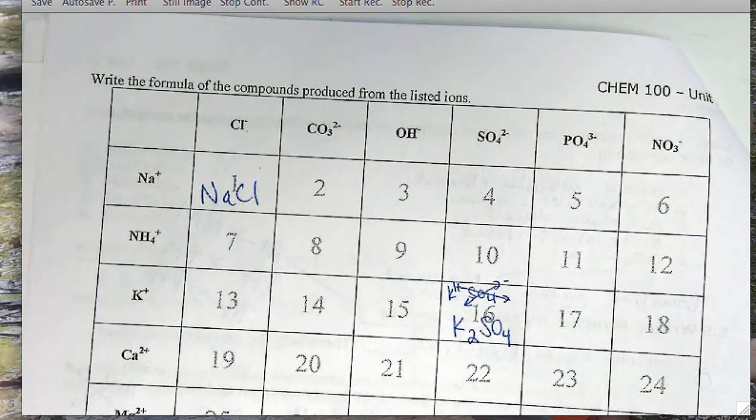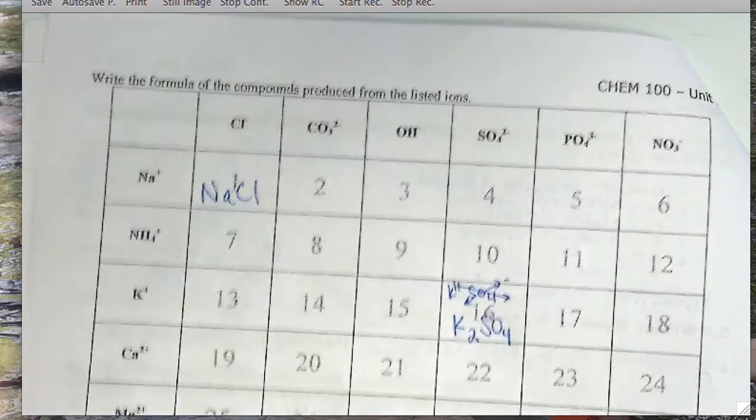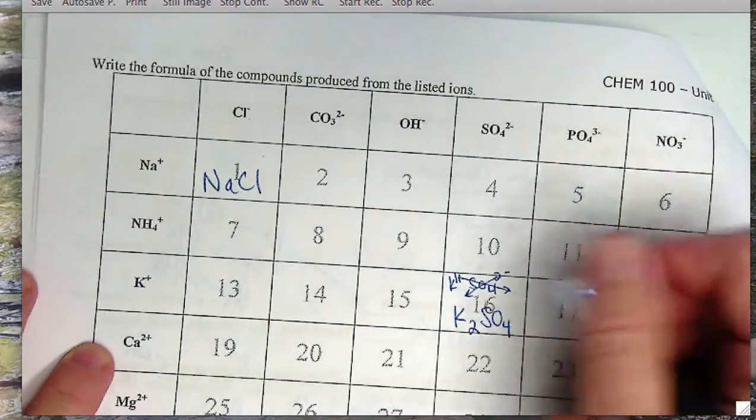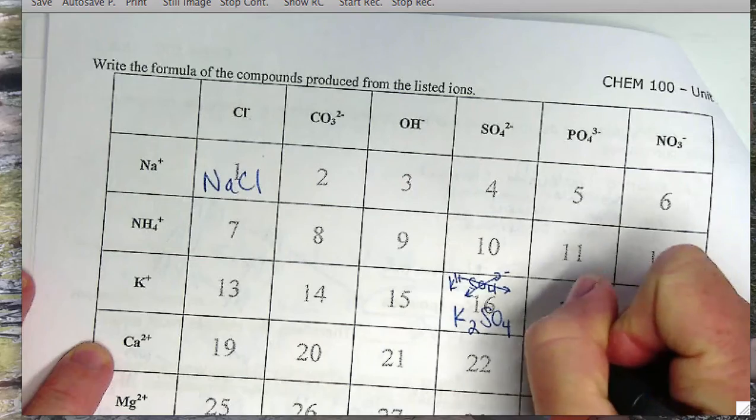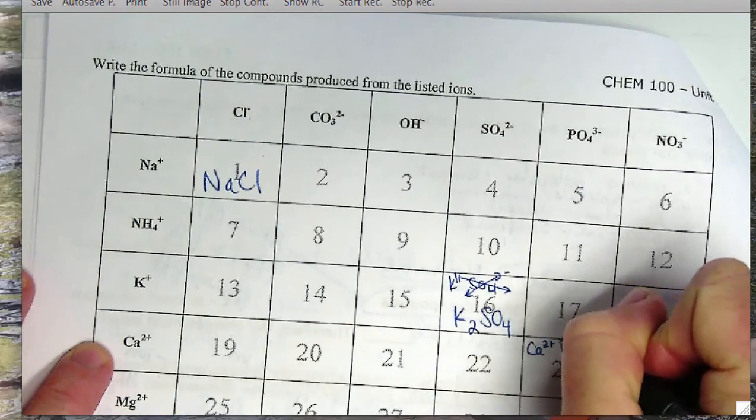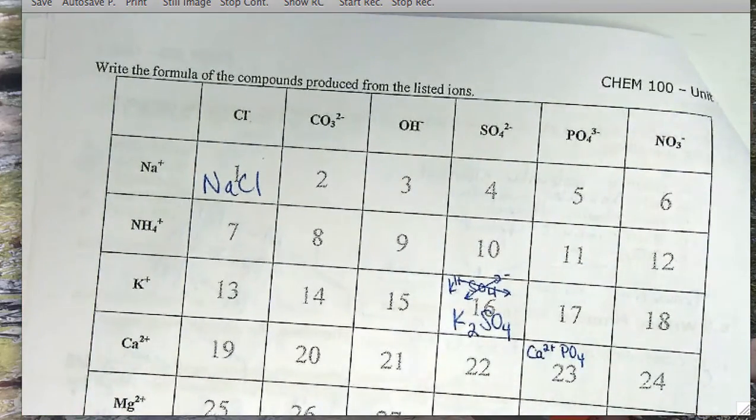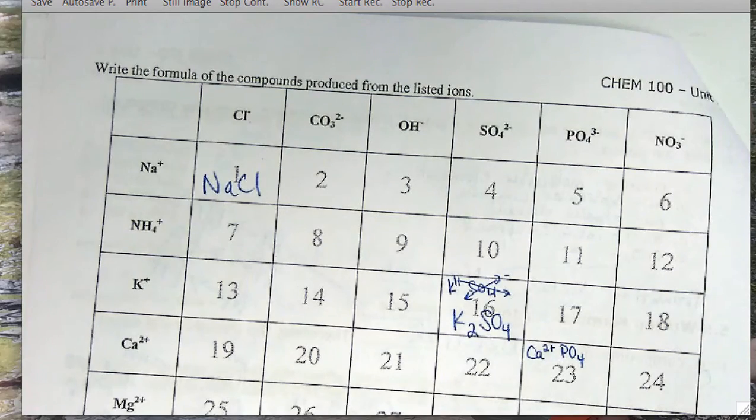So I do not use the parentheses here because there's only 1 polyatomic ion. Let's do number 23. So calcium and phosphate. Oh, I have a question. Sure. Why wouldn't you simplify this? Good question.